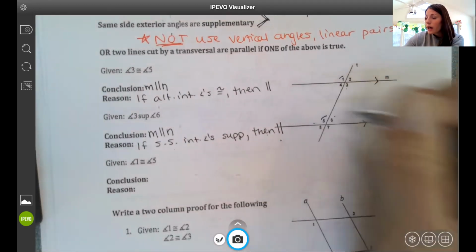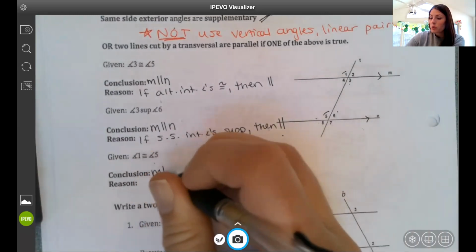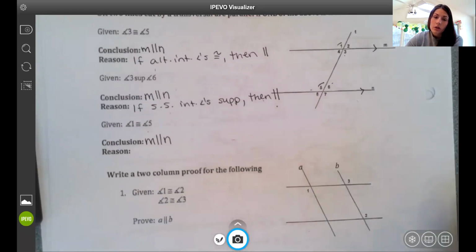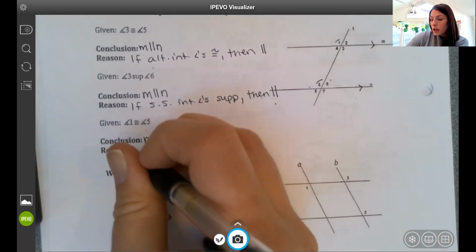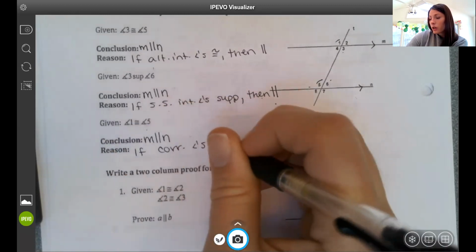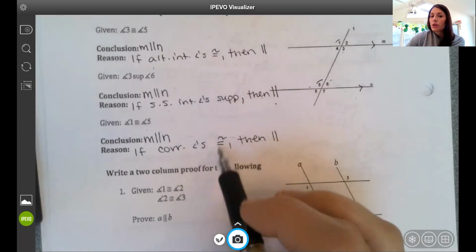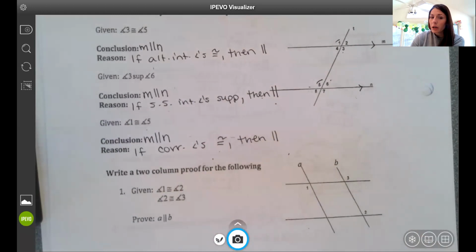So if 1 and 5 are congruent, I can also again say those lines are parallel because 1 and 5 are corresponding angles. So if corresponding angles are congruent, then parallel. So just be really careful. Are you saying congruent or supplementary means parallel? Okay, so those are like little mini proofs.